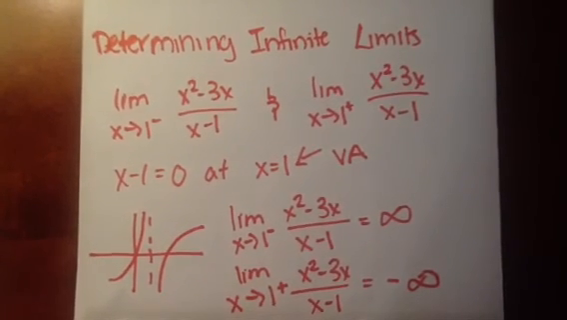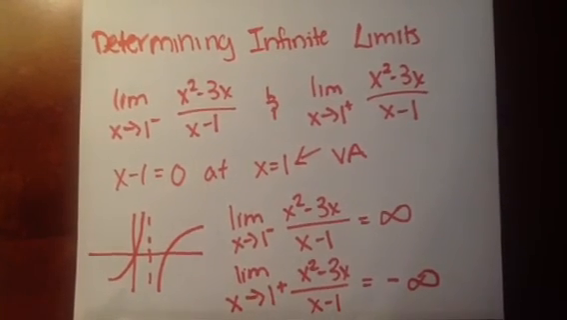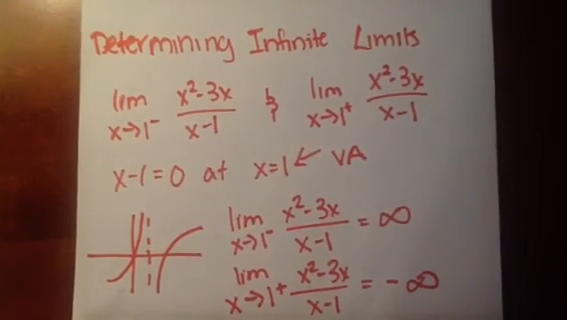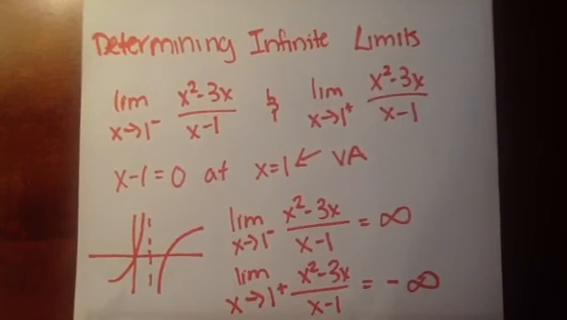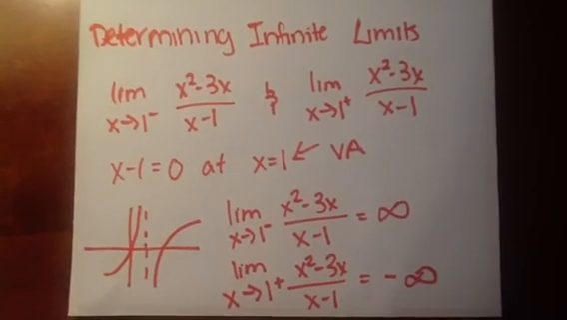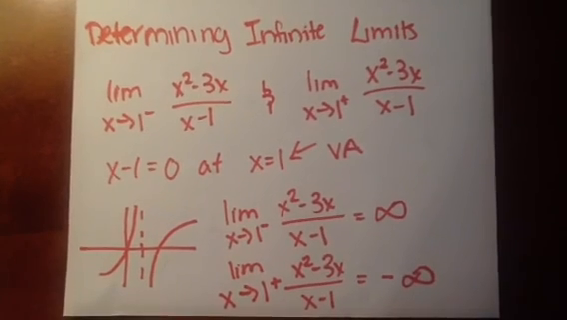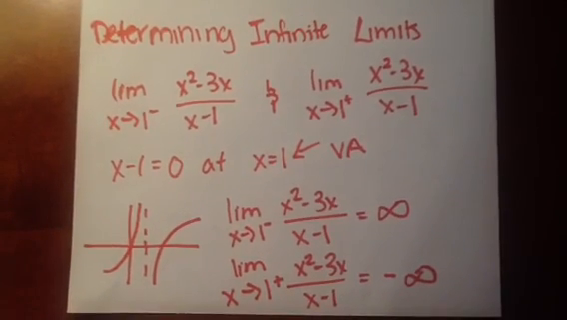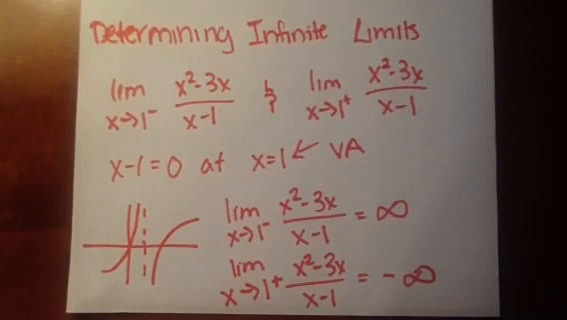From the graph shown on the paper, you can see that the graph approaches infinity from the left of x equals 1 and approaches negative infinity from the right of x equals 1. So you can conclude that the limit of f of x as x approaches 1 from the left is infinity, and the limit of f of x as x approaches 1 from the right is negative infinity.